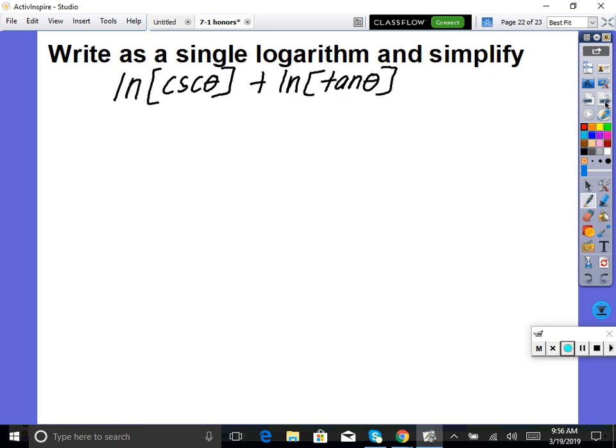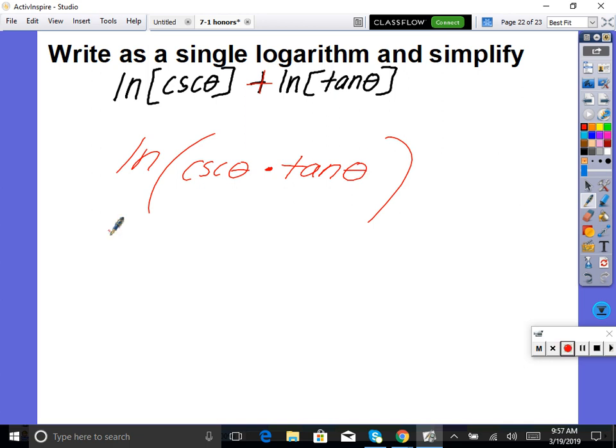Anyone want to tell me how to write this as one logarithm? Yes. Thank you. You're saying when you add, you multiply. Yeah, that's the rule. When you subtract, you divide. If you have a 2 in front, that's an exponent, right? Those are the 3 rules. So this is an equivalent statement: ln of cosecant theta times tangent of theta. Now I've written it as one logarithm.